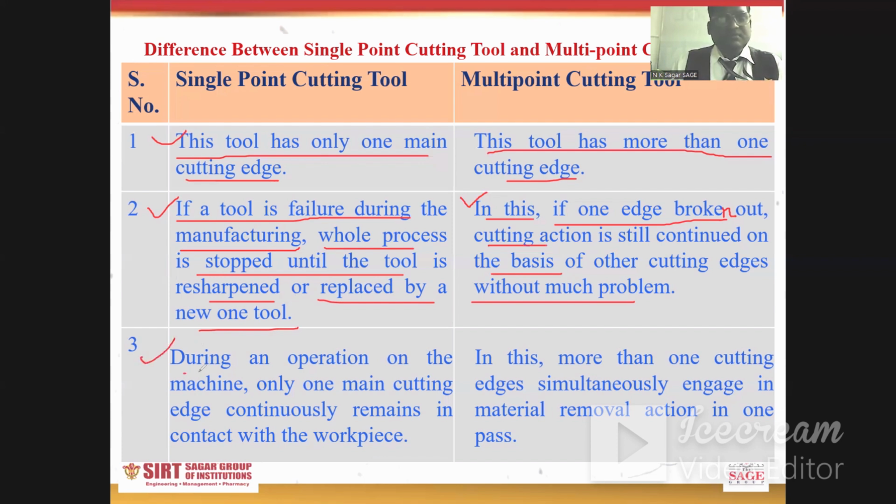Third difference: during an operation on the machine, only one main cutting edge continuously remains in contact with the workpiece. And in the multi-point cutting tool, more than one cutting edge is simultaneously engaged in the material removal action in one pass.